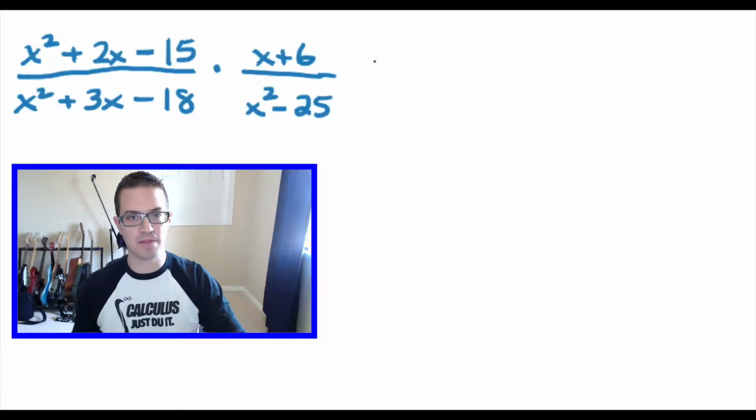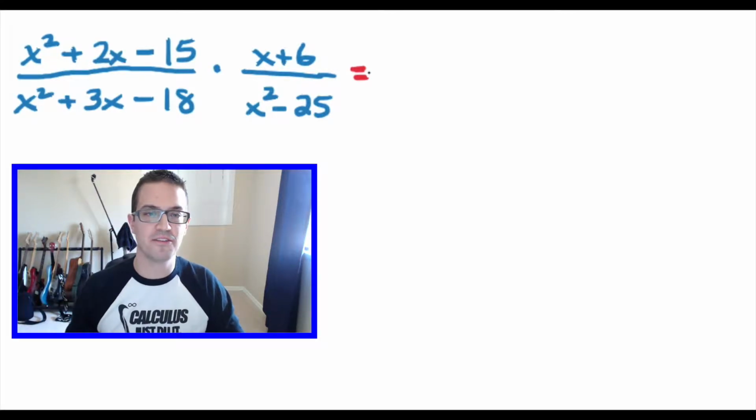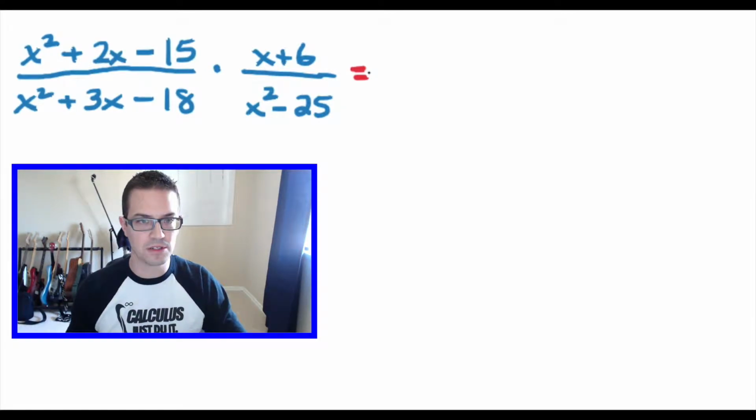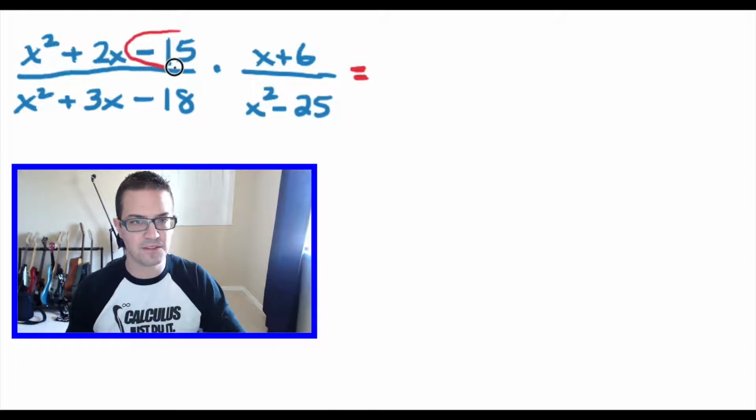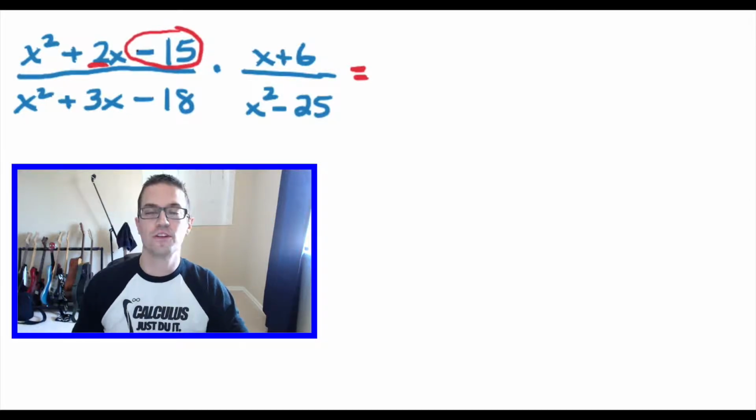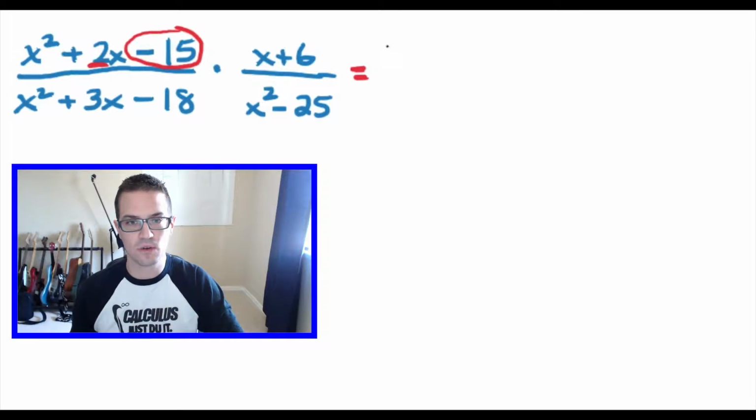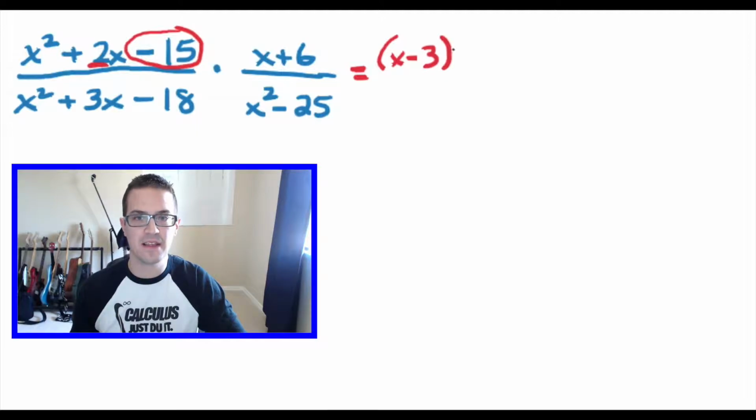So this x squared plus 2x minus 15. Because it's a quadratic, we're going to factor it by finding two numbers that multiply to get negative 15 and add to get 2. Those two numbers would be negative 3 and positive 5. So the numerator is going to look like x minus 3 times x plus 5.